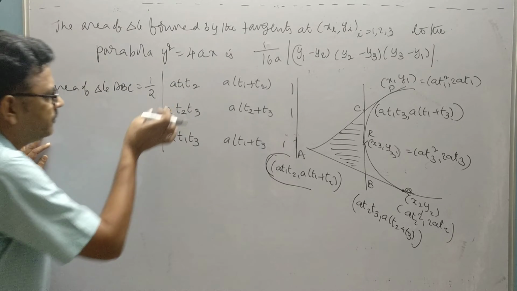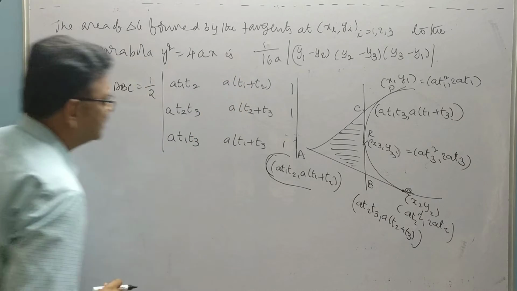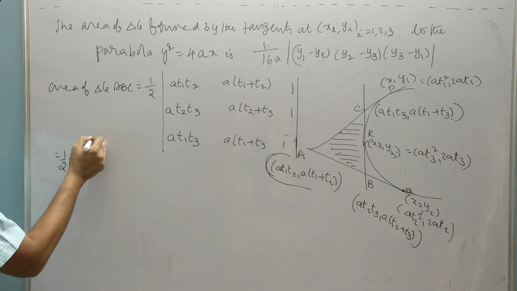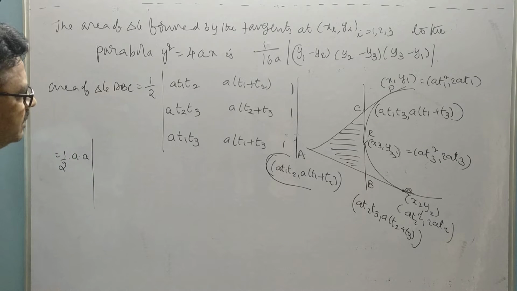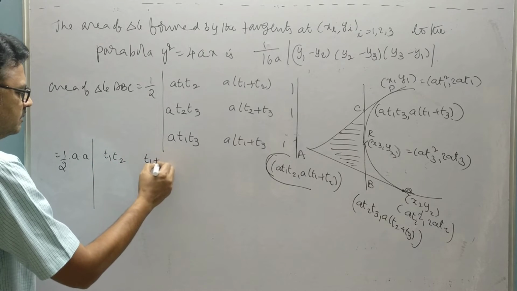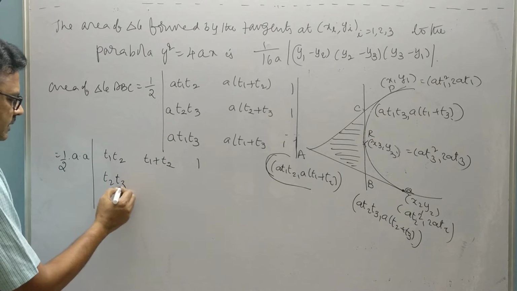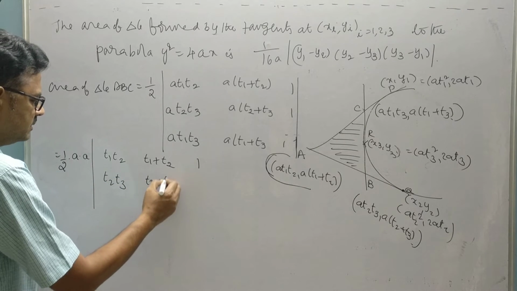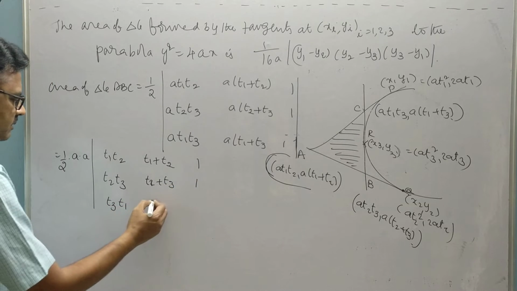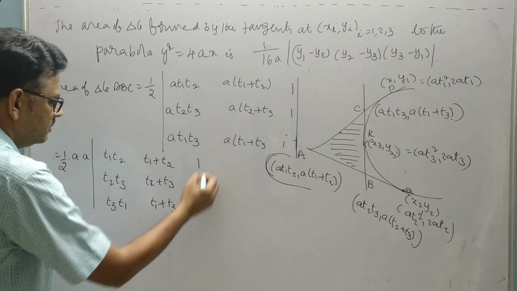Now from the first column, A is taken common, and from the second column, A is also taken common. So we have a half, and the determinant with rows T1, T2, T1 plus T2, 1; T2, T3, T2 plus T3, 1; T3, T1, T1 plus T3, 1.